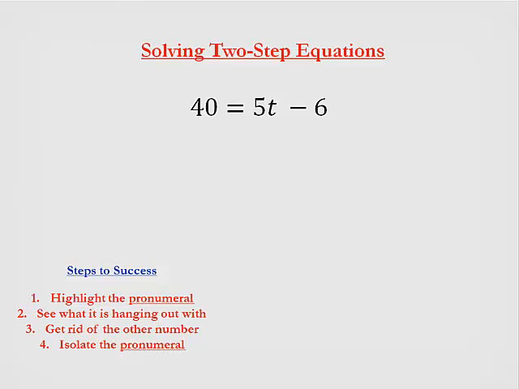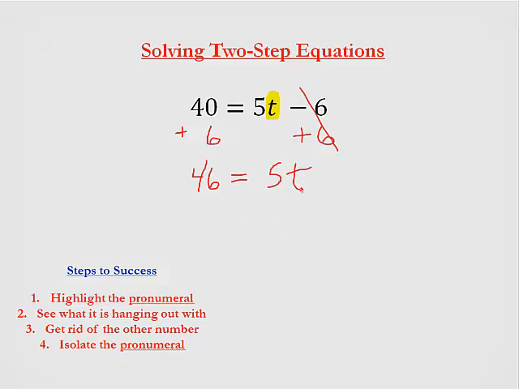Now this one looks a little bit different, but you solve it the same way. Highlighting the pronumeral t. t is being multiplied by 5 first, so we must get rid of the minus 6. Adding 6 to both sides, in the correct placement underneath the 40. 40 plus 6 equals 46. 46 equals 5t. The 6's both cancel out.